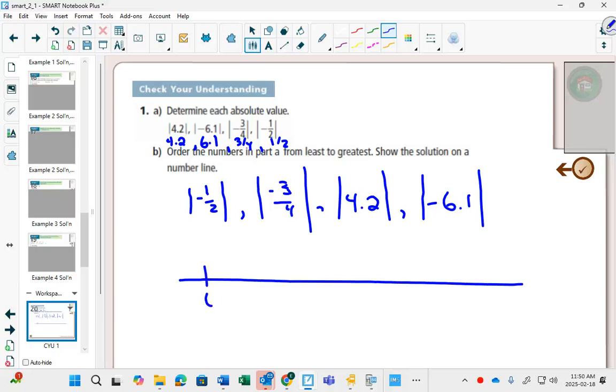And then if you had a number line, 1, 2, 3, 4, 5, 6, 7. I'm not going to do all of them, but would you be okay to put the absolute value of negative 3/4 right there? 4.2 would be like, where could I put 4.2? I think I'd put it there. And you could do the other ones as well.